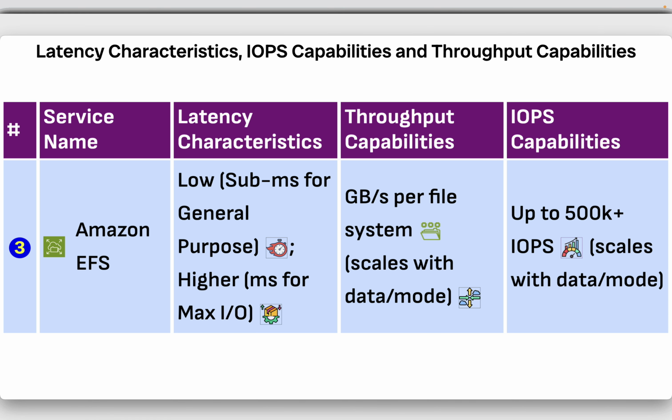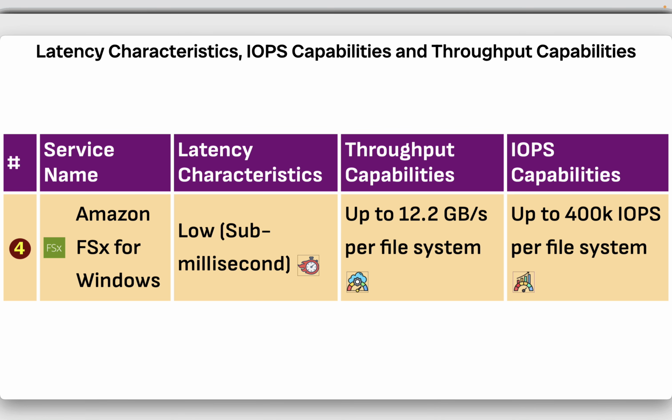Next, EFS. Latency is sub millisecond for general purpose, but a bit higher, milliseconds, for Max I/O, because it will do more I/O, so it has a bit higher latency. Throughput is GB per second per file system, and scales with data and the mode. And IOPS, it can offer up to 500,000 plus, and it scales with the data or the mode which we have chosen.